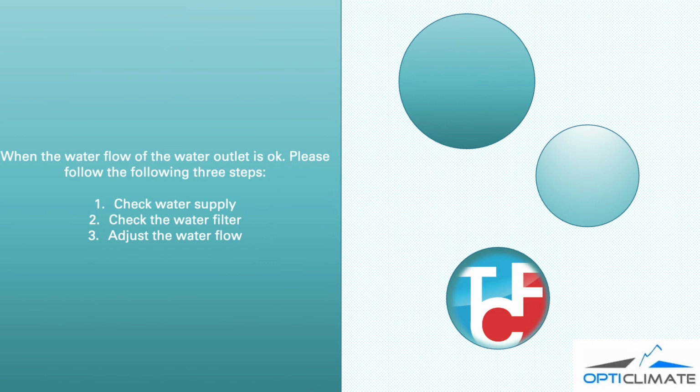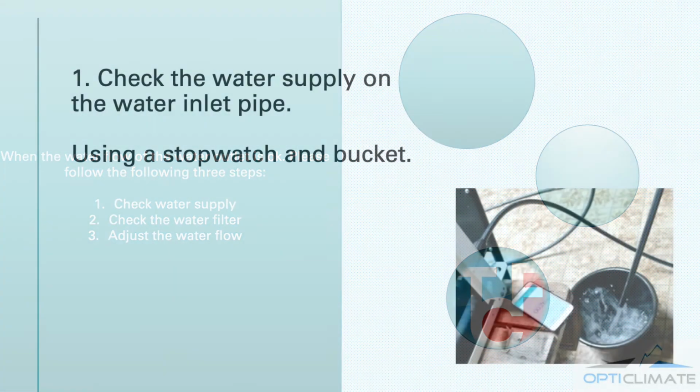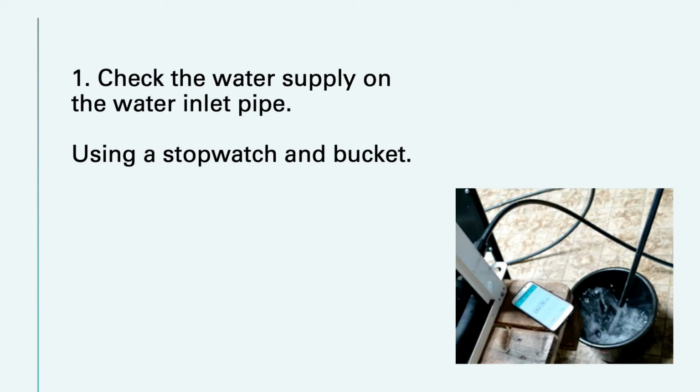When the water flow of the water outlet is okay, please follow the following 3 steps. 1. Check water supply. 2. Check the water filter. 3. Adjust the water flow. Firstly, check the water supply of the water inlet pipe.